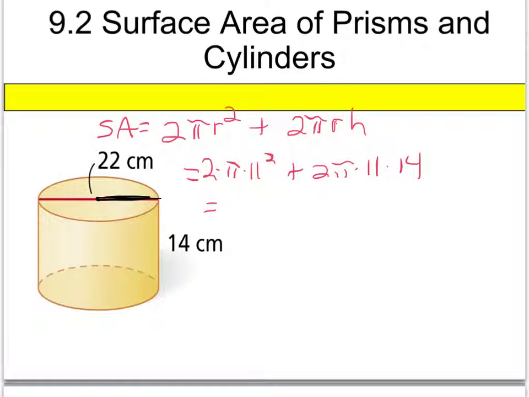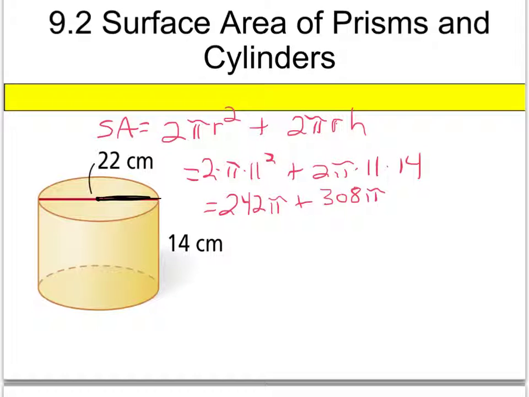We're going to simplify this down in terms of pi first. So 11 times 11 is 121, times 2 is 242 pi. Simplify it down to an answer of pi. Then 2 times 11 times 14, when you multiply all of that out, you get 308 pi.